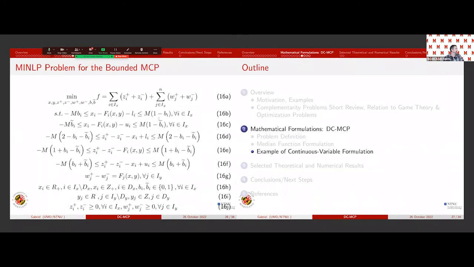There's a bunch of these constraints with new binary variables, the B's and the B tilde, and they control which case we're in for the median function, because there's only a certain number of cases. For example, if Bi equals 1, and M is a sufficiently large number, you get minus M less than or equal to Xi minus Fi minus Li, less than or equal to M times (1 minus 1), which is 0. So this says that Xi minus Fi is less than or equal to the lower bound, and greater than or equal to minus infinity.